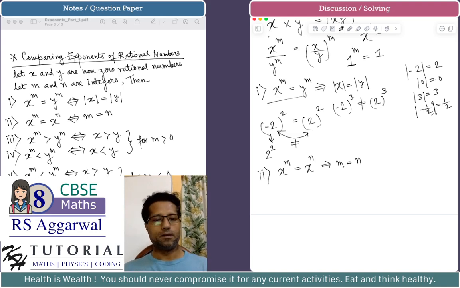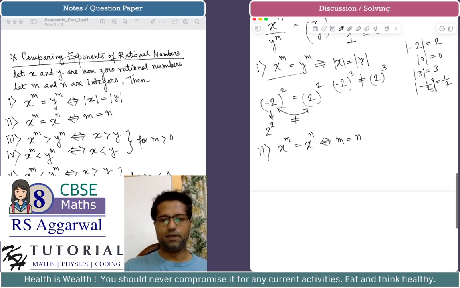Okay. Now, will this be double implication? Can we use double implication? If for two integers m and n, they are equal, then yes, this is double implication. So if m equals n for any two integers m and n, then we should have x to the power m equal to x to the power n. This was regarding equality.